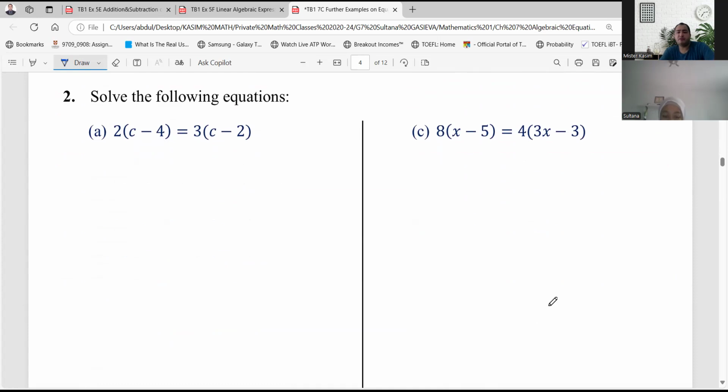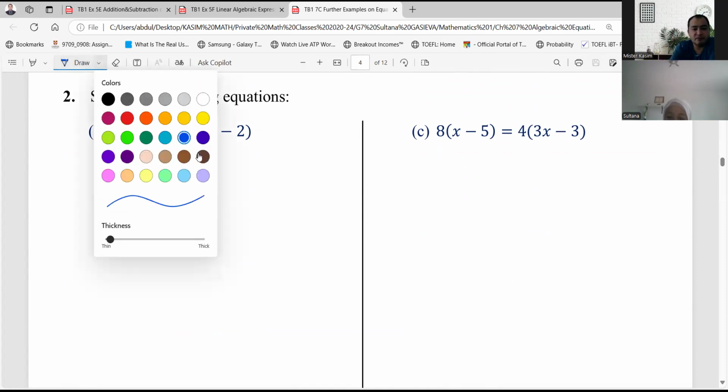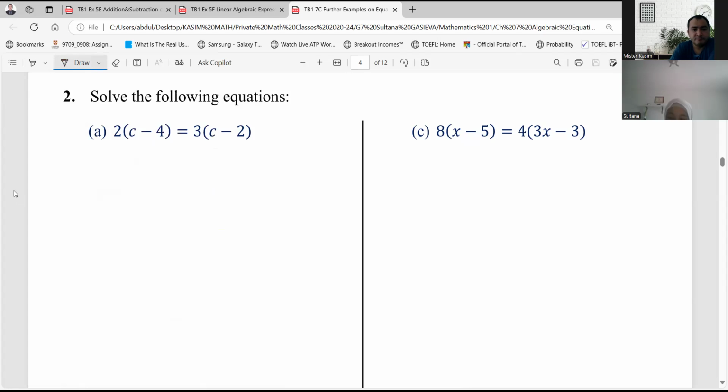Now, if we have parentheses, what do we do? We should open them, okay? And after that, move unknowns to the left and numbers to the right, right? Let me show you one example. Let me change color for this. Let's use brown. So 2 times c is 2c, minus 2 times 4 is 8. 3 times c is 3c, and minus 3 times 2 is 6.